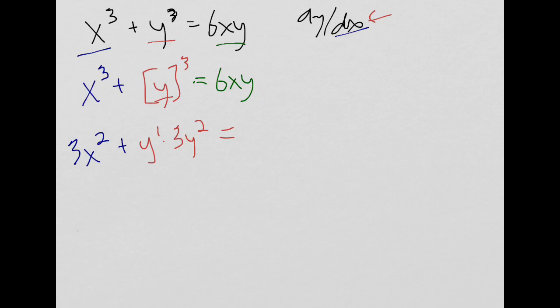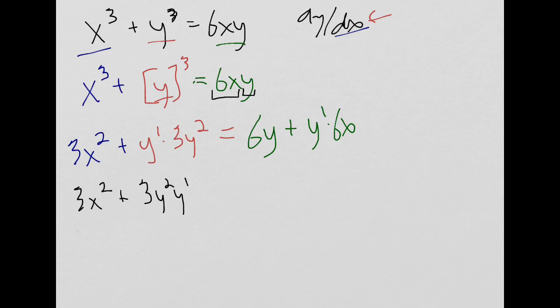equal to, now the way I like to see this is that this is my first function and this is my second function. That way I deal with my coefficients right. So the derivative of the first, 6x, is 6, and then I multiply it by the second, which is y. Then I do plus the derivative of the second, which is y prime, times 6x. So I'm going to rewrite a little bit of this. This gives me 3x squared plus 3y squared y prime equals 6y plus 6x y prime.